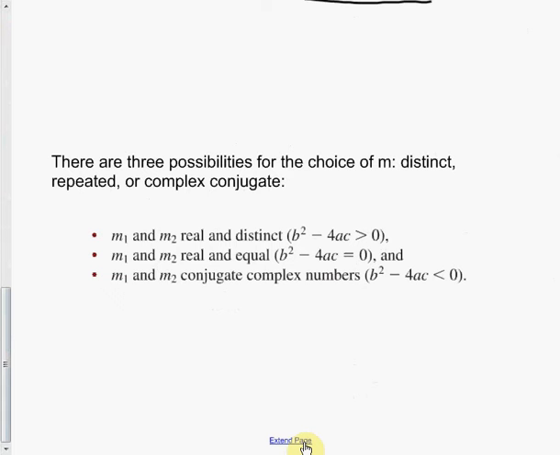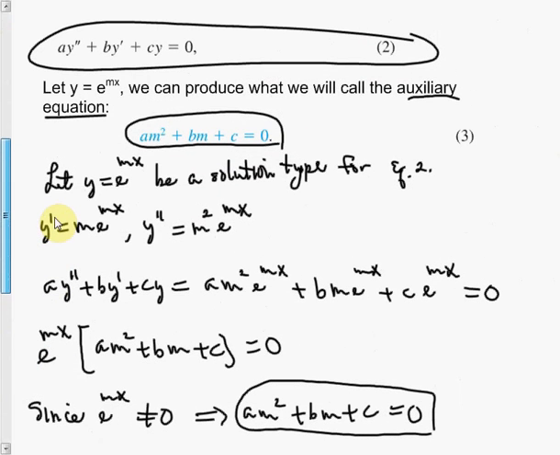Now, why is that? Notice equation number 3 is a what kind of equation? It's quadratic, right? Again, equation number 3 is not the differential equation. Equation number 2 is the differential equation. Equation 3 is an auxiliary equation, which is a simple algebraic quadratic equation. And so for any quadratic equation, there are always 3 possibilities for the solution, right?